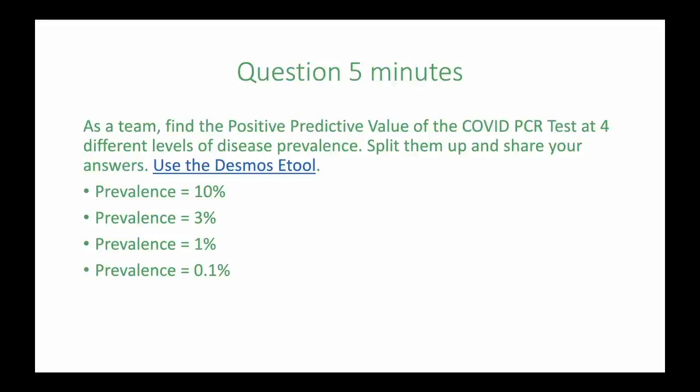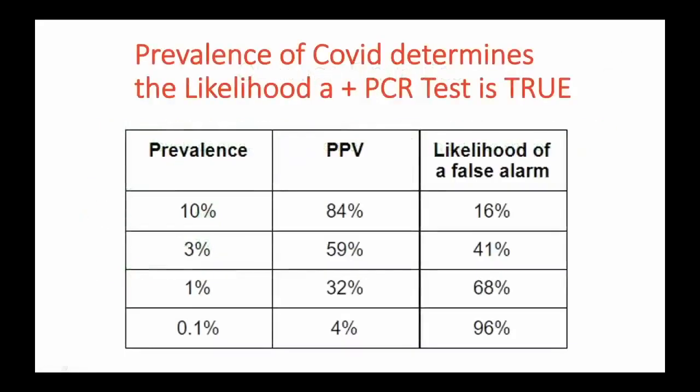What I'd like you to do at your table is split these up. Someone take 10%, someone take 3%, someone take 1%. And if you have a fourth person at your table, someone take 0.1%. Prevalence means how many people actually have COVID currently. So let's take 5 minutes and work on that. Put stuff away, and then you'll have a chance at closure.